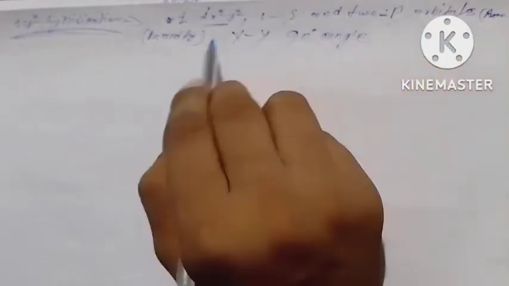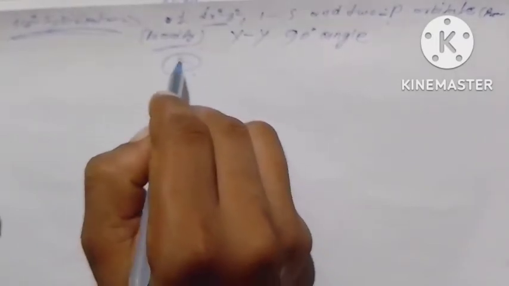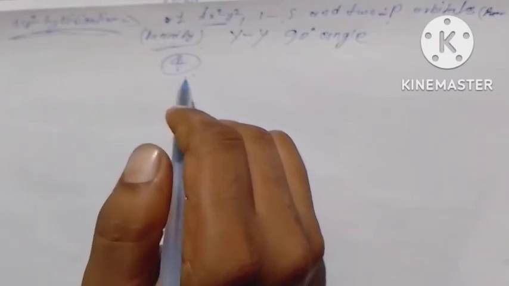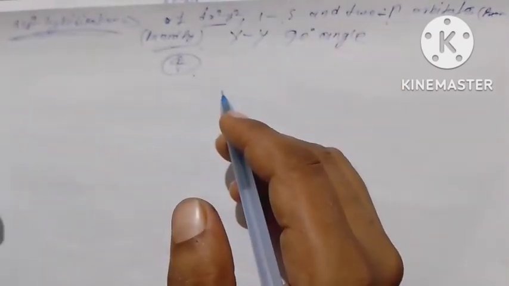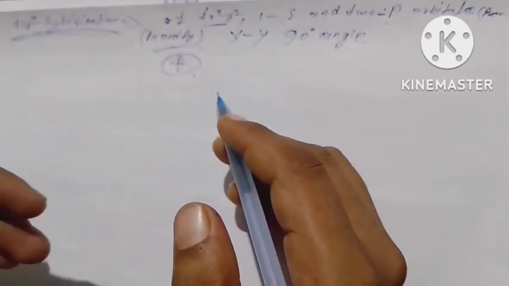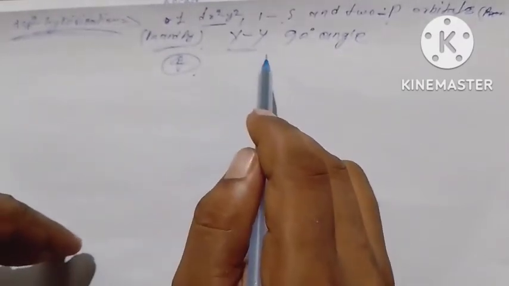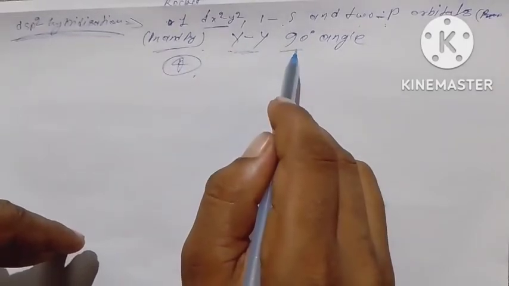A combination of one dx square minus y square and 1s and 2p orbitals px and py gives 4 equivalent hybrid orbitals. The lobes of 4 dsp2 hybrid orbitals are directed towards the corners of the square planar. These 4 hybrid orbitals lie in the xy plane and are at 90 degree angle.